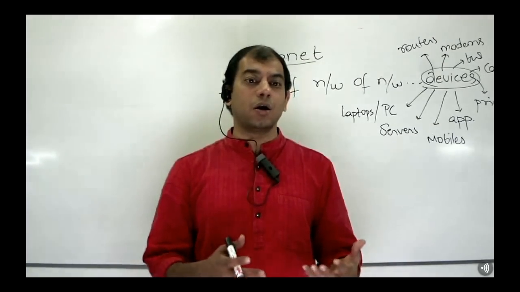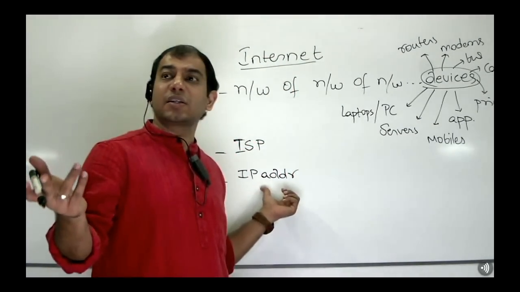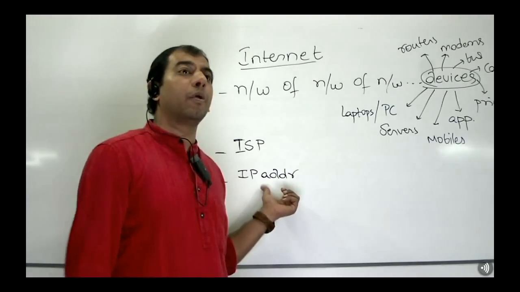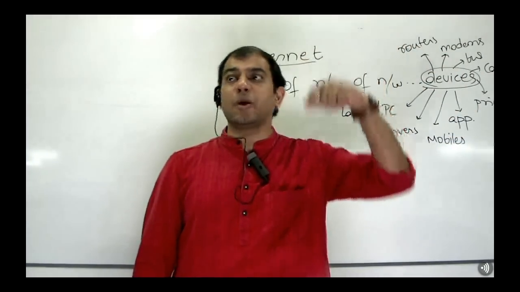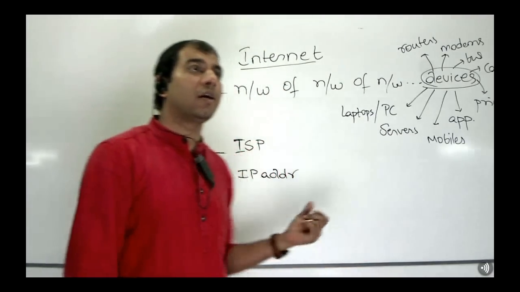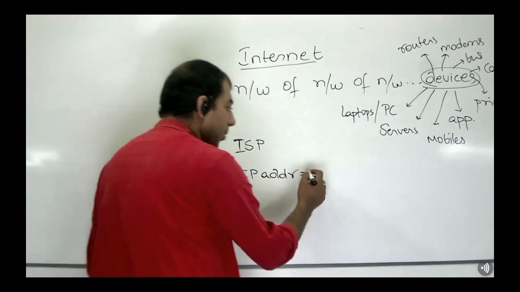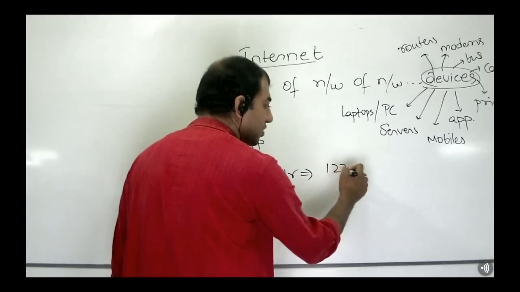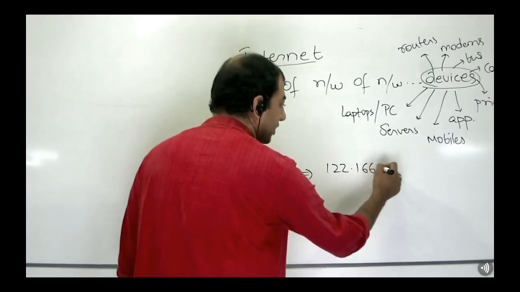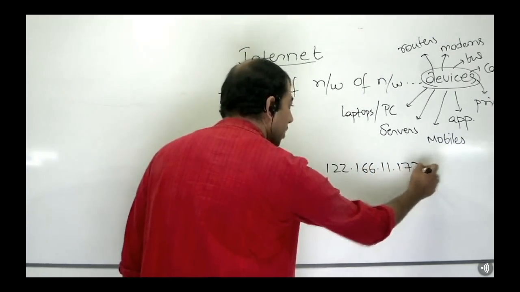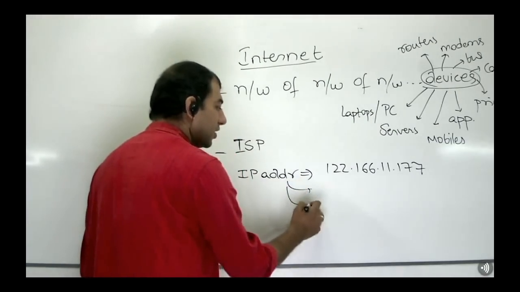But how does that work? Well, even when there might be a device connecting in India to the internet, at the same time a US device might be connecting. How is it that each device is given a unique IP? First of all, what is an example of an IP? IP is nothing but a bunch of digits. It's like, for example, 122.166.11.177.